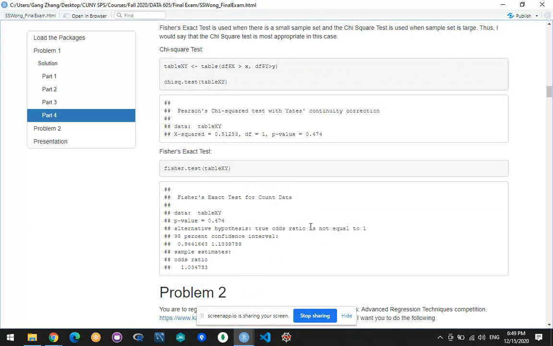From the result, we can see the p-value for both of the tests is much higher than the 5% significance level. And this indicates we cannot reject the null hypothesis. Thus, independence holds for the two variables X and Y.